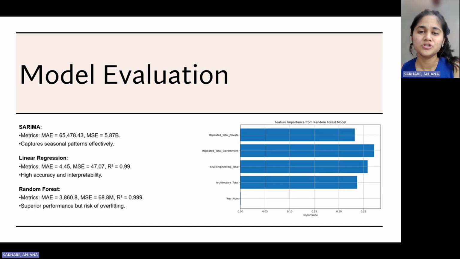Coming to the model evaluation, here I chose three models for the evaluation. The first one is the SARIMA, the second one is the linear regression, and the third one is the random forest. So the SARIMA successfully captured the seasonal trends with an MAE of 65,478.43, while the linear regression was much simpler and yet very accurate. The R square of 0.999 gave random forest the best performance, though there is still a need to keep an eye on the risk of overfitting. This is all about the model evaluation.